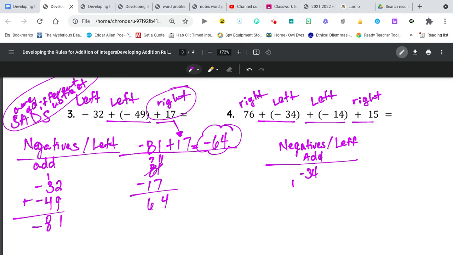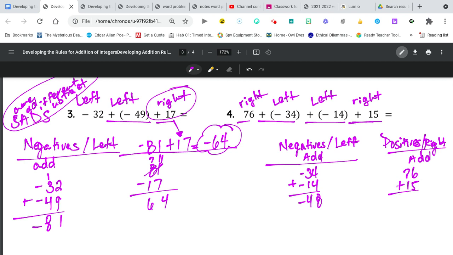That's 34 to the left and 14 to the left. So that's negative 48 to the left. And then I'm going to take the ones that are positives, or the ones that go to the right, and I'm going to add those. So 76 to the right and 15 to the right. 6 plus 5 is 11. Regroup that. That's going to be 9. It's 91 to the right.